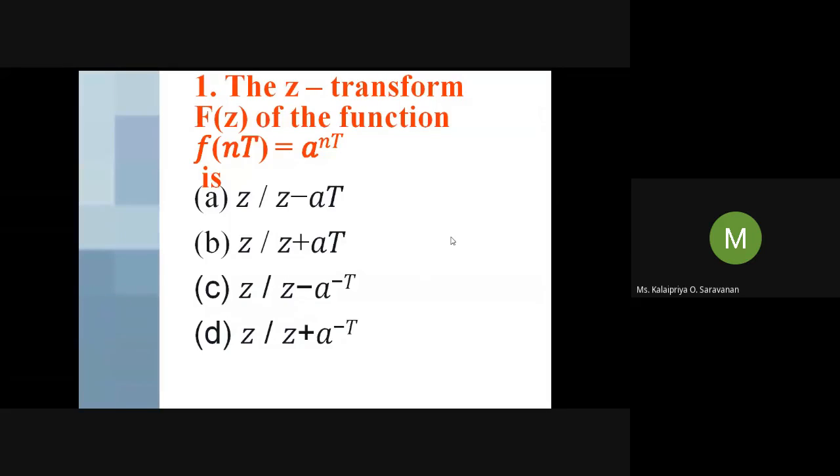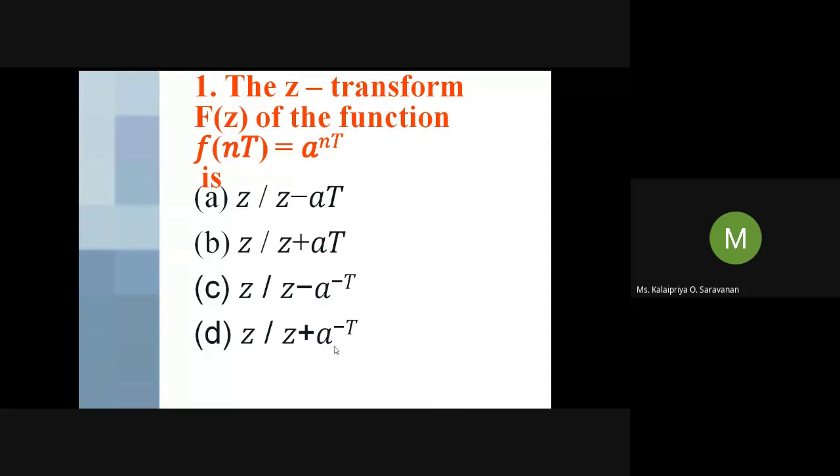So in this particular session, I've picked up Z transform. All the basic problems on Z transform will be discussed in this session. The first question: the Z transform F(z) of the function f(nT) equal to a power nT is. The given options are z by z minus a^T, z by z plus a^T, z by z minus a power minus T, and z by z plus a power minus T.